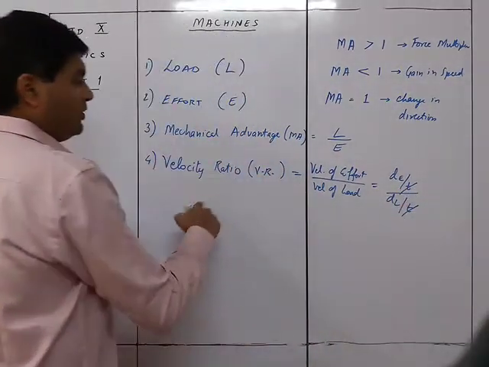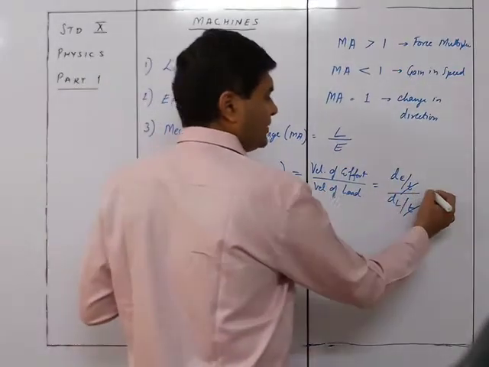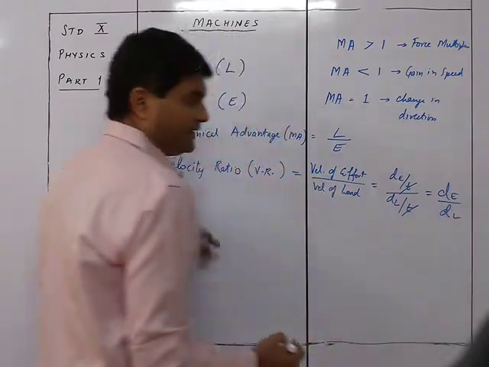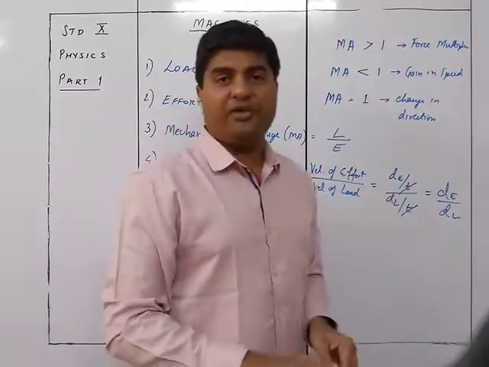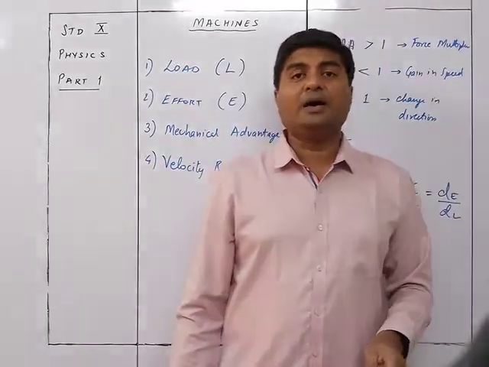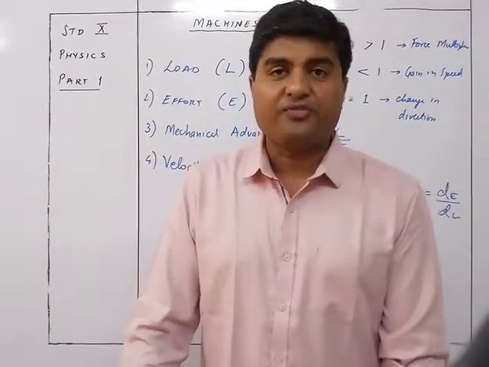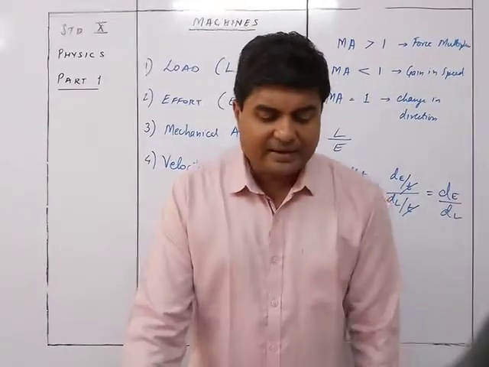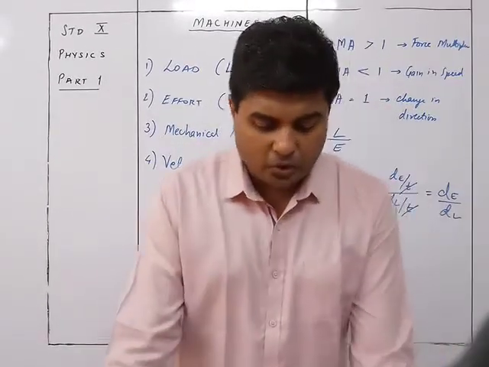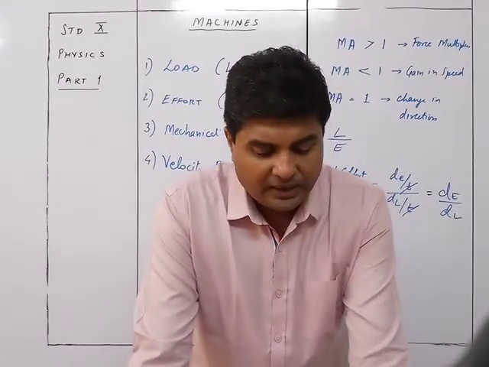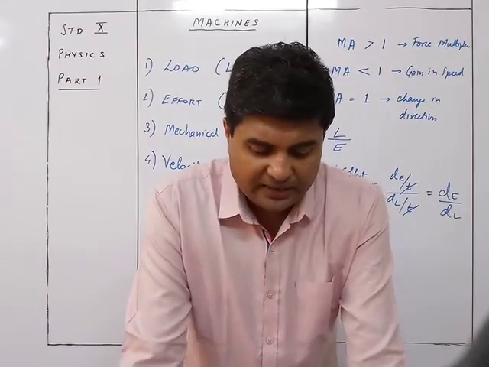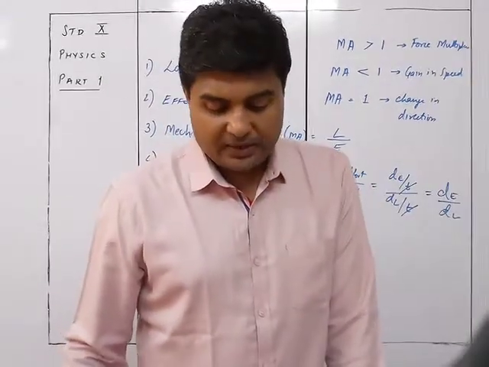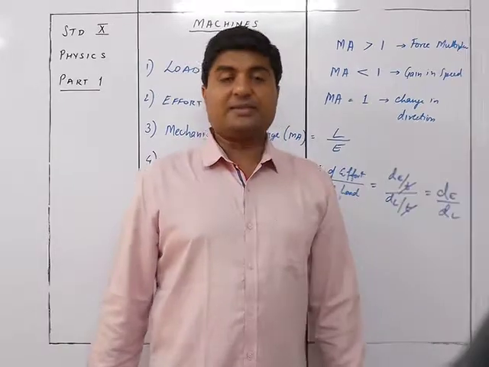Accordingly, we have that velocity ratio can also be gathered by the equation dE upon dL. That is the displacement of the effort upon the displacement of the load, or the distance moved by the effort to the distance moved by the load. So the velocity of load is VL is equal to dL upon t. Velocity of effort is VE equals dE upon t. So velocity ratio will be dE upon t upon dL upon t. The t cancels, and we get dE upon dL.